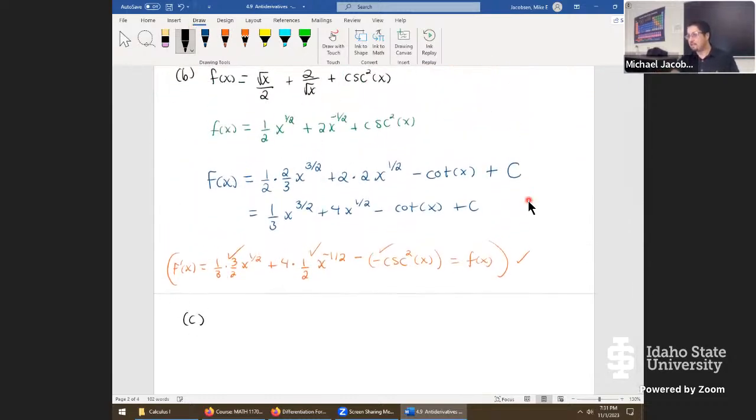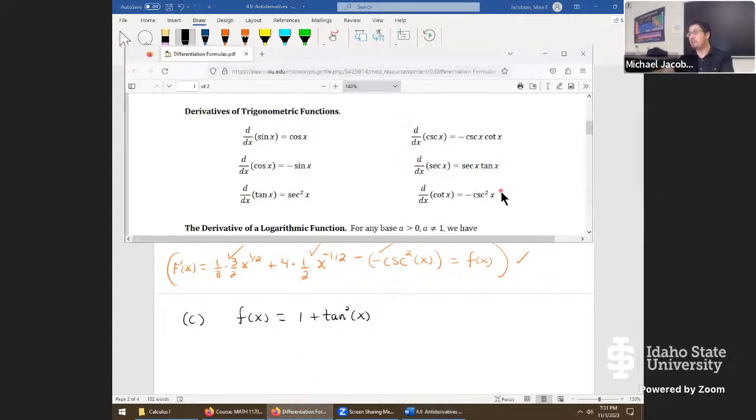For part C, let f of x be equal to, and I have a specific one here that's just awful, 1 plus tangent squared x. Now looking at this, we could start by getting the antiderivative, because the antiderivative of 1 is x. But then we get stuck right at that step. I do not know the antiderivative of tangent squared x right out of the gate, and this table is not going to help us. Tangent squared does not appear at all.